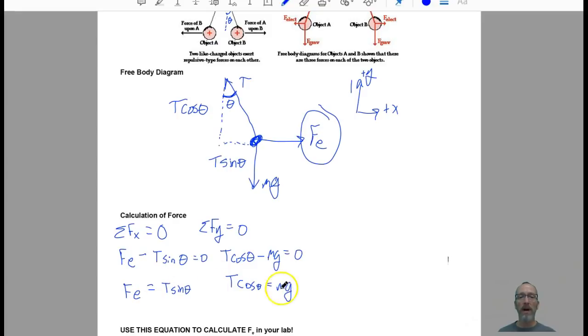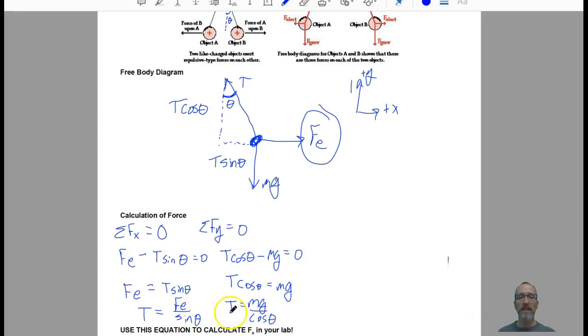All right, we want to combine these two equations. Well, the only way to do it is to get something common on both sides. So the only thing that we have in common is T. So let's solve each one for T. So this one is T is equal to the force of electricity divided by the sine of the angle. And this one is T is equal to mg over the cosine of the angle.